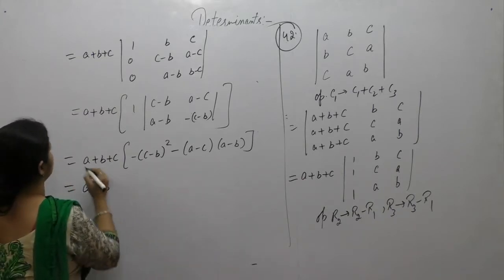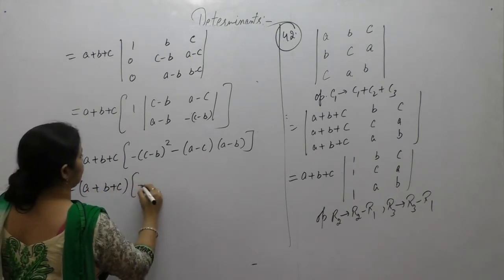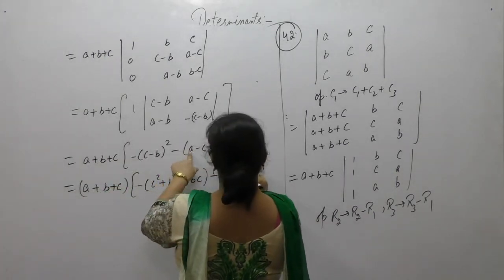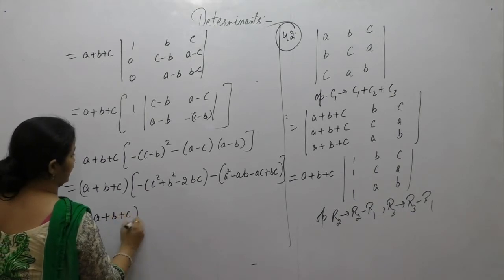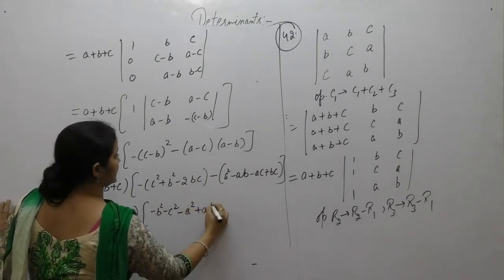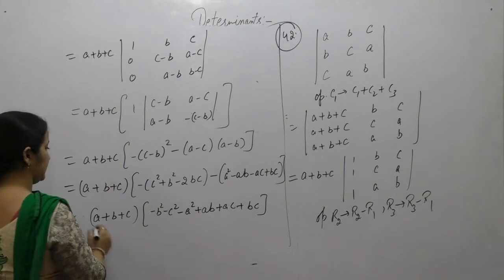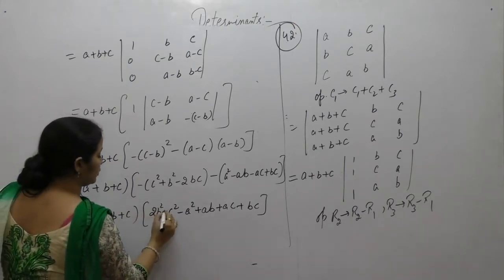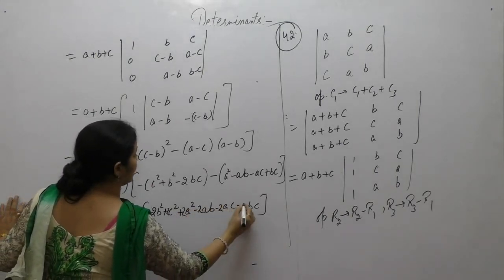Now open the brackets. A plus B plus C, A square plus B square minus 2AB minus A square minus AB minus AC plus BC. So it becomes A plus B plus C, minus B square minus C square plus 2BC plus AB plus 2BC and minus BC, so plus BC. Now take negative sign common and divide and multiply it by 2. So 2B square plus 2C square, 2A square minus 2AB minus 2AC minus 2BC.